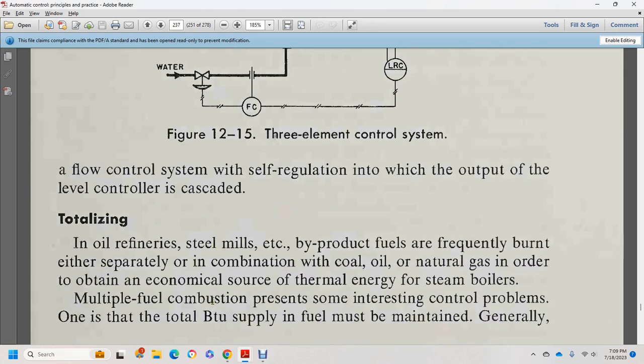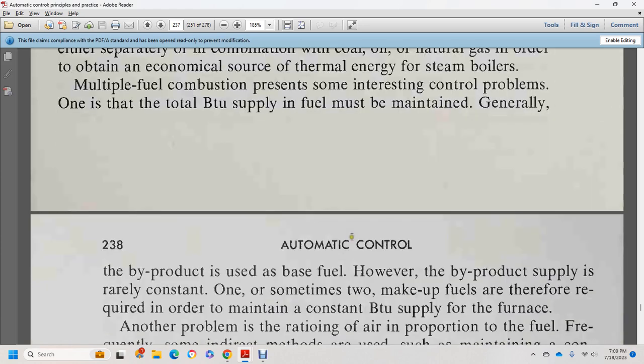Alright, totalizing. Oil refineries and steel mills accept byproduct fuel, frequently burnt either separately or in combination with coal, oil, and natural gas, in order to obtain an economic source of thermal energy for the steam boiler. Multiple fuel combustion presents an interesting control problem, one of which is that the total BTU supply of the fuel must be maintained generally.